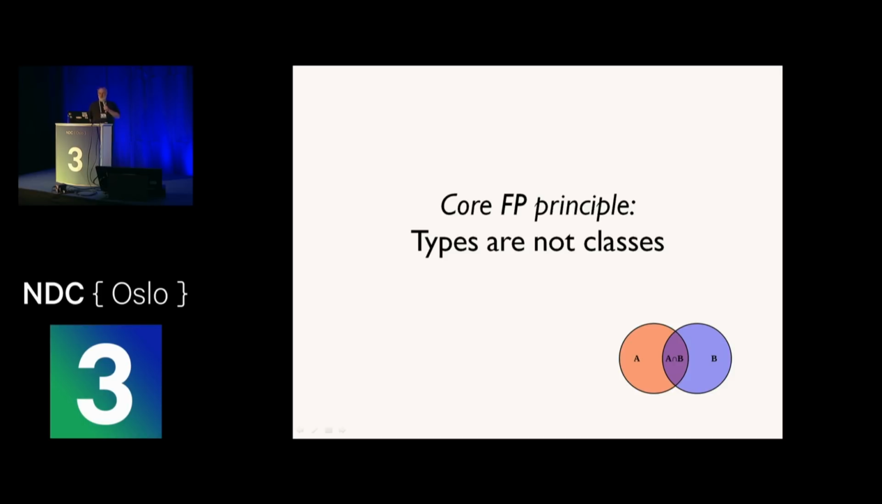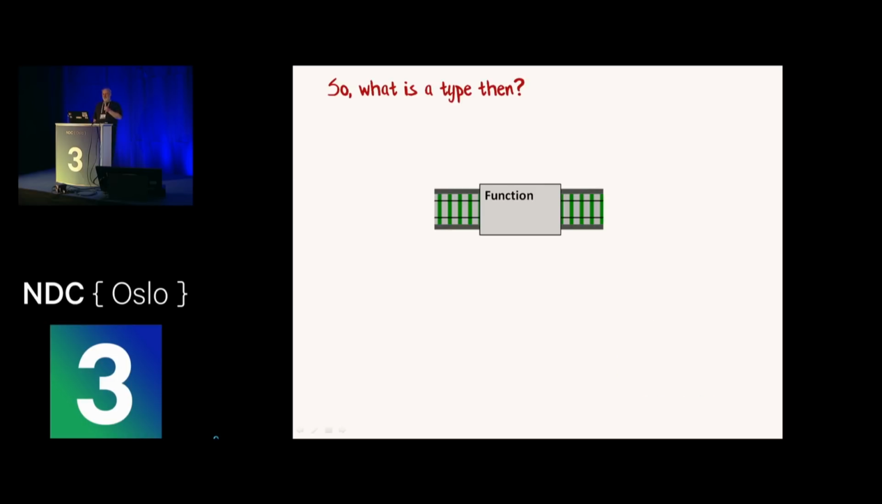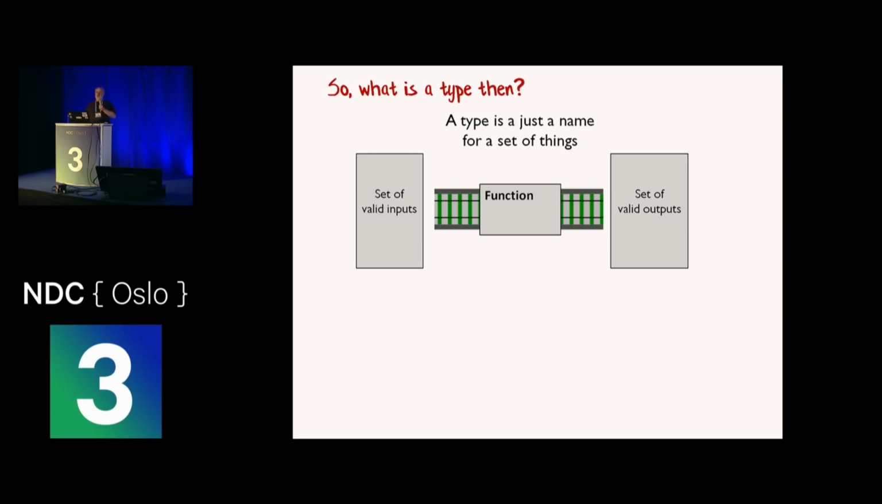Okay, the final principle for functional programming is that types are not classes. They're more like sets. So if a type isn't a class, what is it? If you think of our function, it has an input and output. And a type is just a name for a set of things. So here's the set of valid inputs for this function, and here's the set of valid outputs for this function. We just give these sets of valid inputs and valid outputs a name. So for example, if this function can take any possible integer, we call that set type integer, or int32 or whatever.